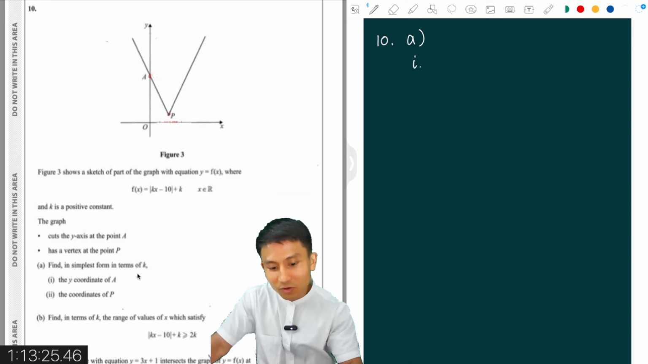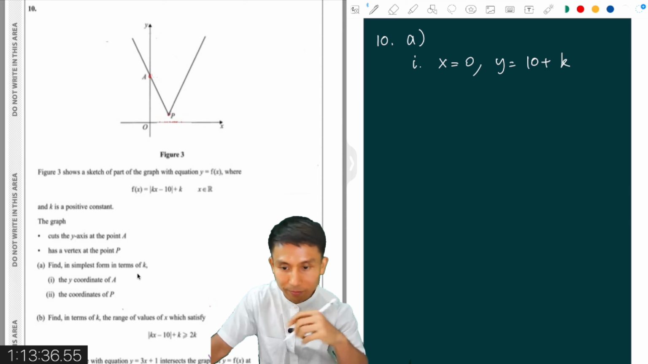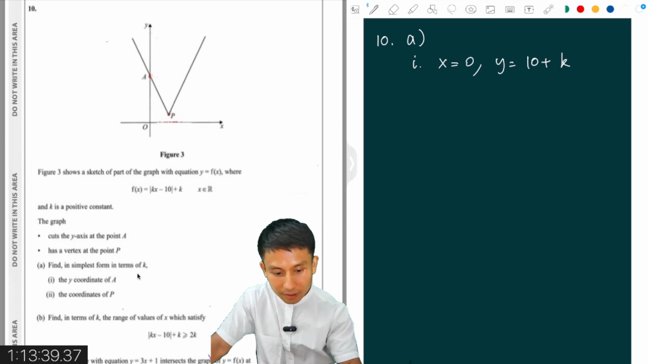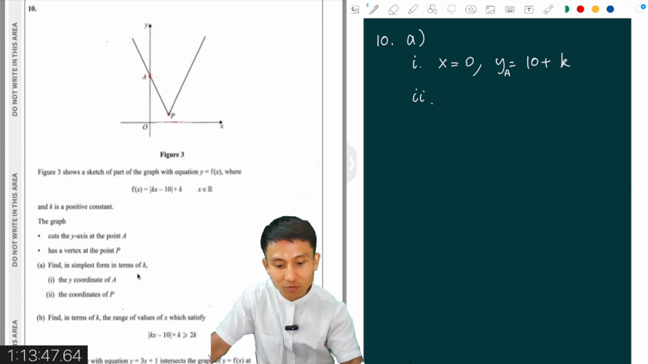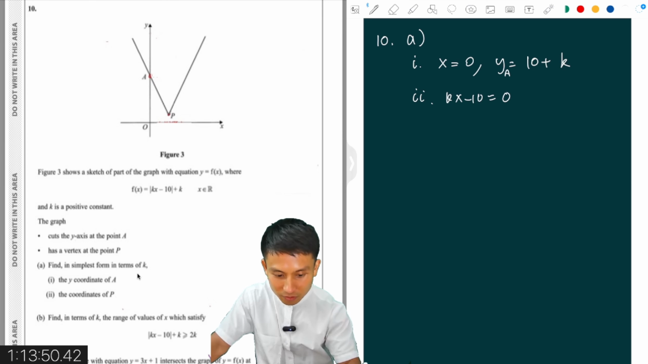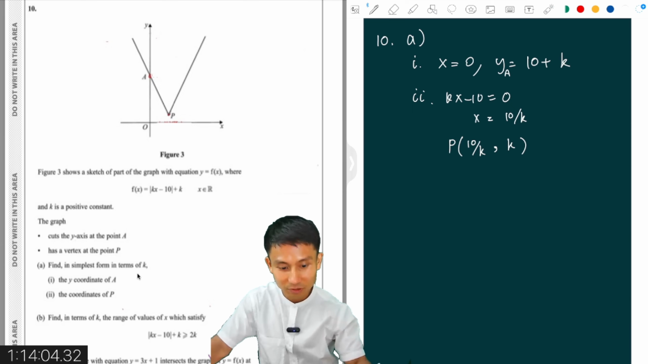Yeah, so the y-coordinate, we can do that by substituting x equals 0. So x equals 0, y would be absolute 10, absolute minus 10 is 10, so that's just 10 plus k, right? Yeah. And then the coordinates of P, so we've got x and y. Well, that's the vertex, so you put the modulus equals 0, so you get x equals 10 over k, and the y would just be k. So P here would be 10 over k, comma, k. Straightforward.